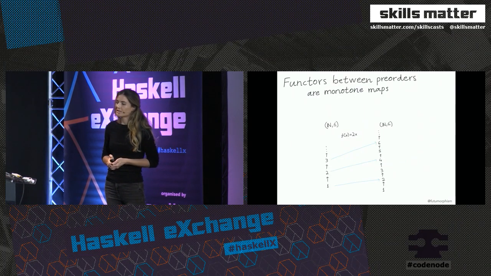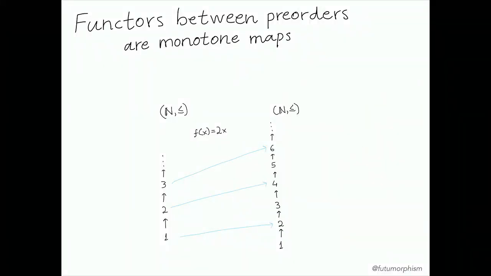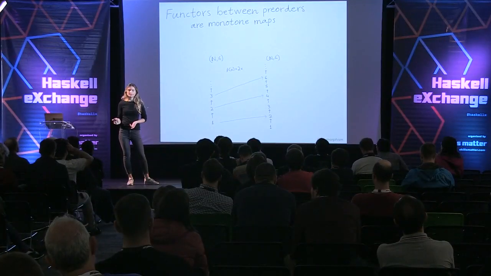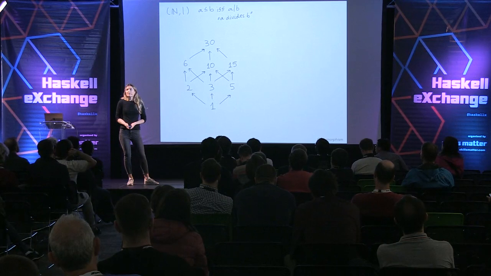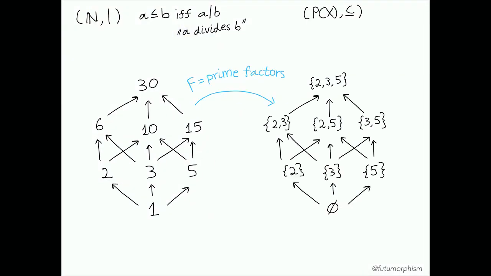And some more examples of functors. So for preorders, functors are monotone maps. So this example of multiplying by 2 on the natural numbers is a functor between the preorders. Here's another preorder where there is an arrow from A to B if A divides B. So here we have all the factors of 30, and we can define a functor to the power set preorder by sending every number to the set of its prime factors.